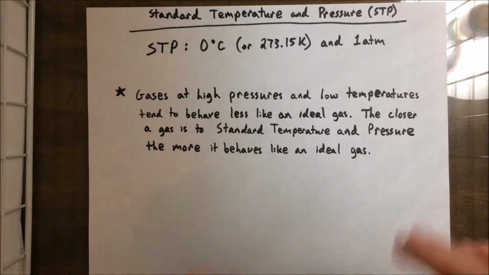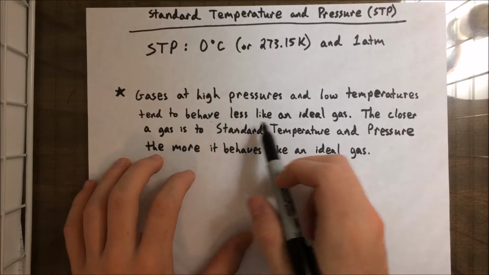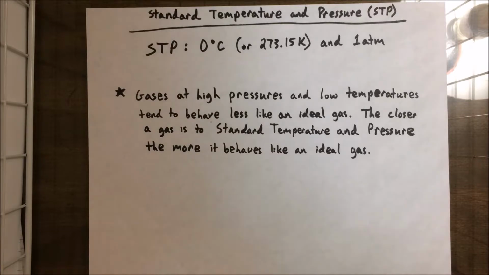Something to take note of is that gases at high pressures and low temperatures tend to behave less like an ideal gas. So the closer the gas is to standard temperature and pressure, the more it behaves like an ideal gas.